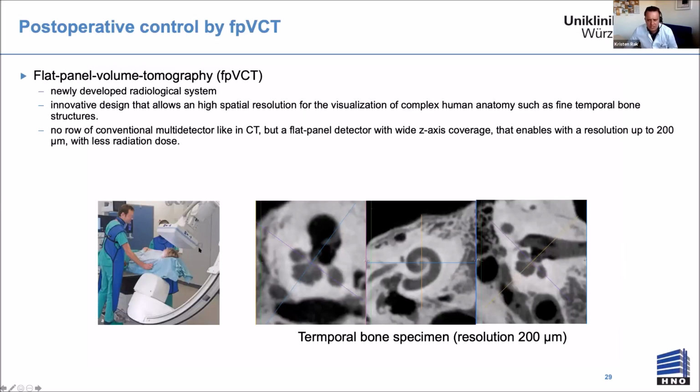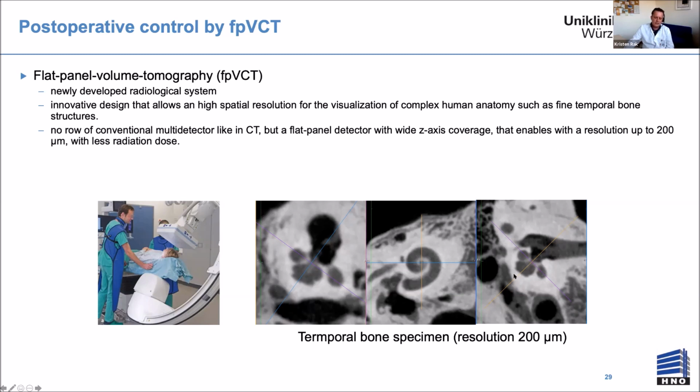For postoperative imaging, we use a slightly different system. We have the possibility to use a flat panel volume tomography, and this gives really great high resolution. We cannot use it at the moment preoperatively, only postoperatively.